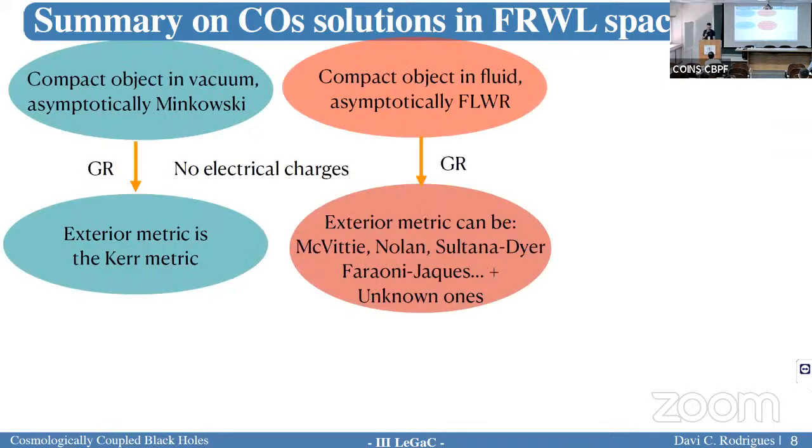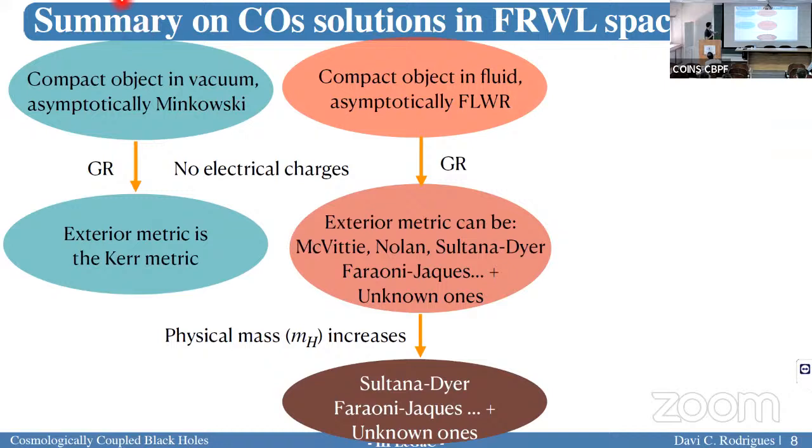Okay, so just briefly, let's recall that within GR, it starts with a compact object in vacuum that's asymptotically Minkowski without an electric charge. The only solution is the Kerr metric. This is a theorem: you don't have other solutions.